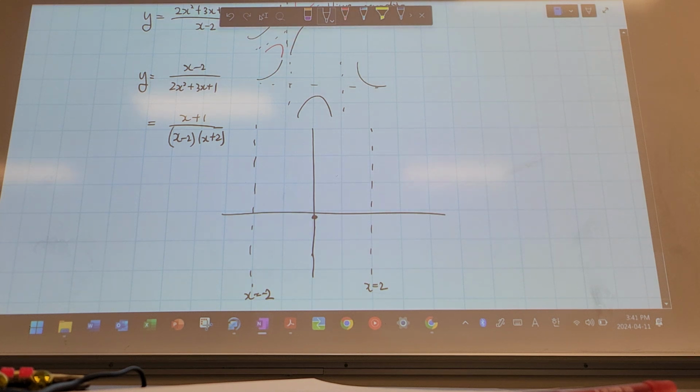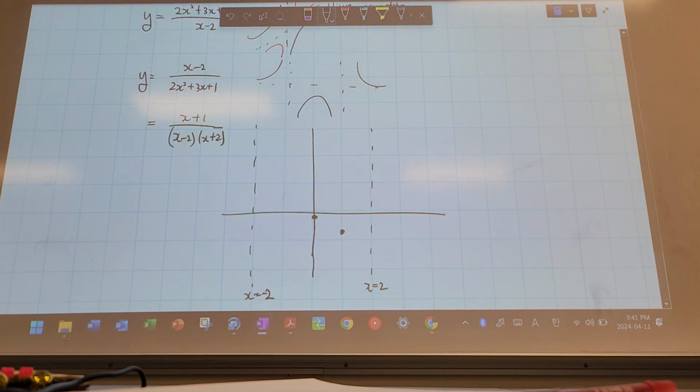And then I can try some other numbers too. Like I can try 1. I can also try negative 1 to look at the trend. So if x equals 1, it's going to be 2 over negative 1 times 3, negative 3. 2 over negative 3, negative 2 over 3. So this time it's going to be down, like, goes down. 2 over negative 3. It's going to be like this.